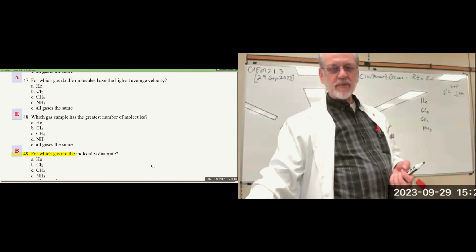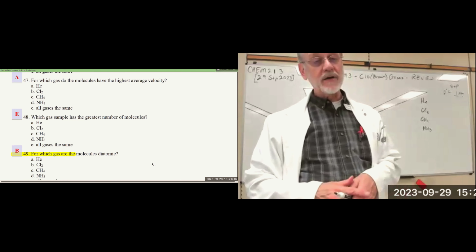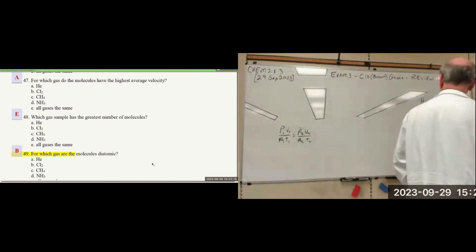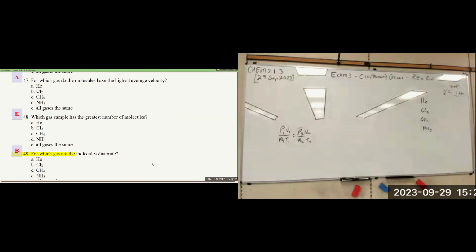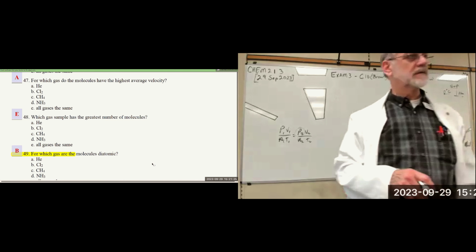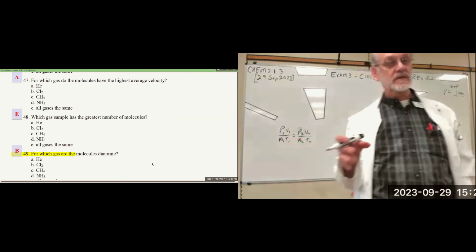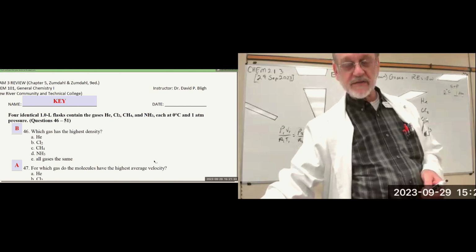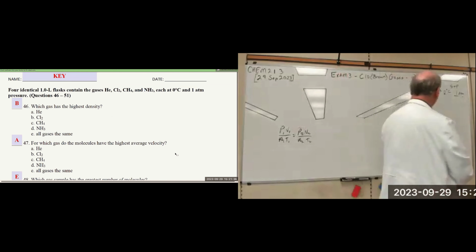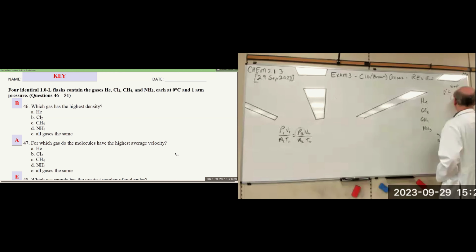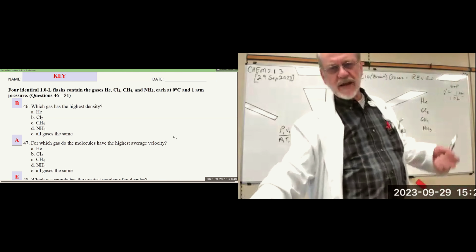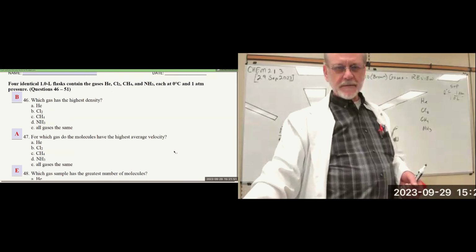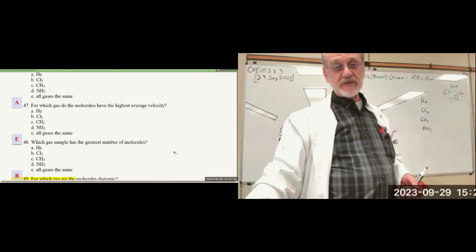If we back up, which gas sample has the greatest number of molecules? Okay, now the greatest number of molecules would be they're all the same, right? If they're at the same temperature and pressure, and what else? Same temperature and pressure for these gases in a 1 liter flask. I left that out. They're all in a 1 liter flask, right? Same volume, pressure, temperature. They have to be the same number of moles. They're all the same for that one. I know it's not highlighted, but I couldn't resist. So that one's E. All gases are the same.